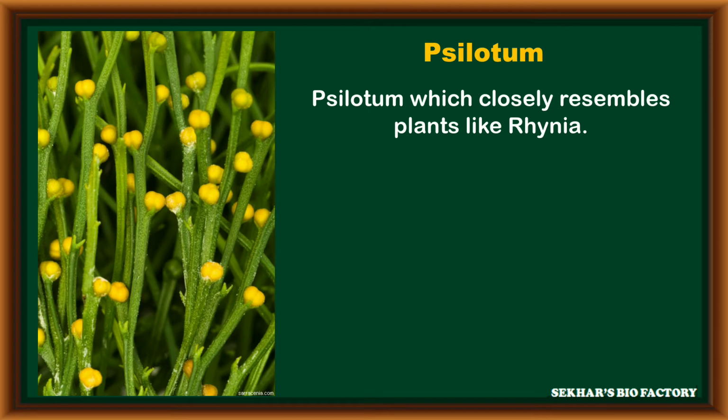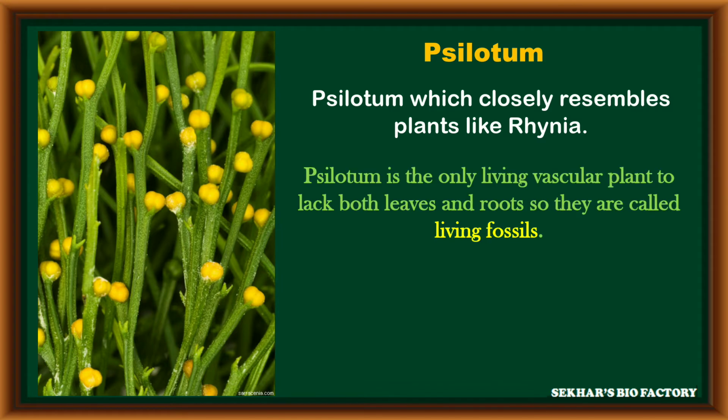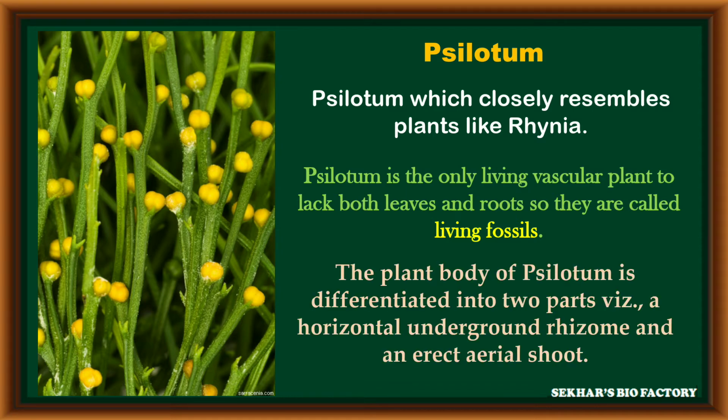The first example for pteridophytes is Psilotum. Psilotum closely resembles plants like Rhynia. Psilotum is the only living vascular plant that lacks both leaves and roots, so it is called a living fossil. The plant body of Psilotum is well differentiated into two parts. The first part is a horizontal underground rhizome and the second part is an erect aerial shoot.